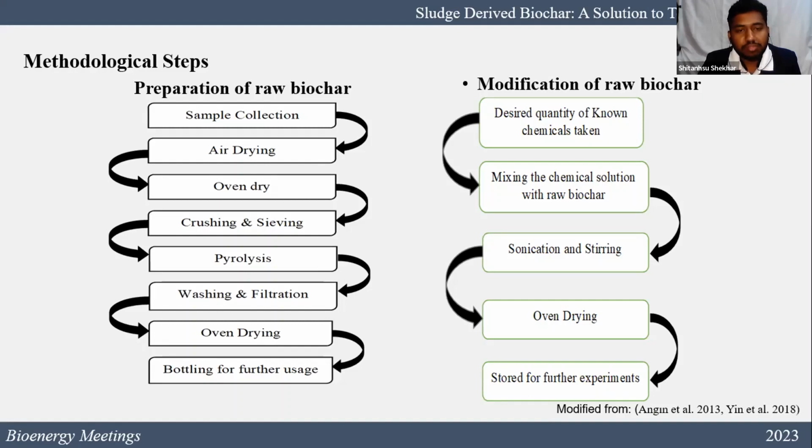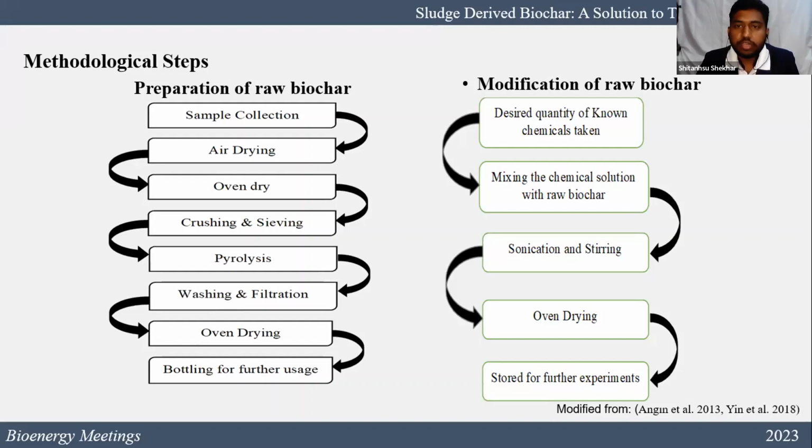Ball milling is nothing but crushing the biomass to a very fine, micro size, and then washing and filtration, then again oven drying, and then bottling for the further processes. The same applies for modification. If we are doing the modification of the raw biochar, then whichever chemicals one is expecting to use for the modification.